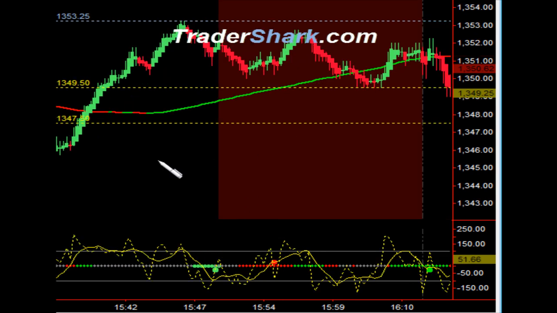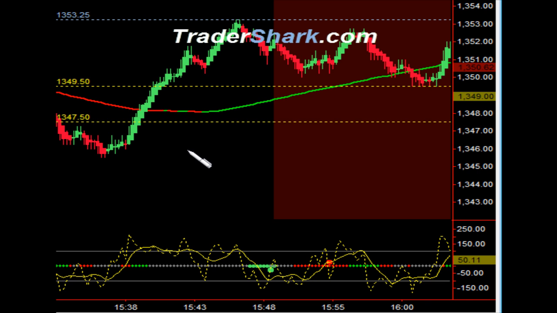It's good to watch the shark attack trade over and over again. It's not really for new traders. It's for someone who has experienced it several times before they get involved in this.